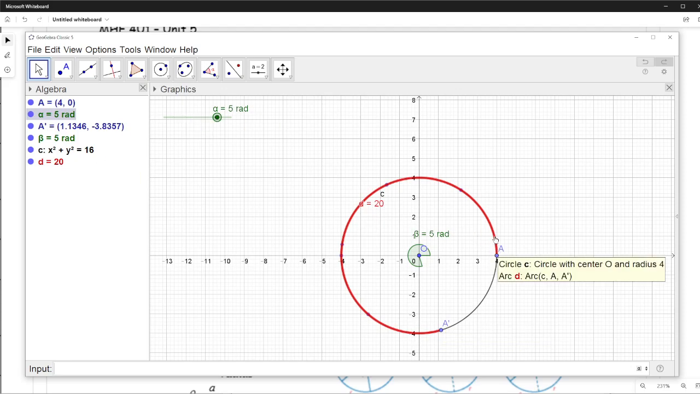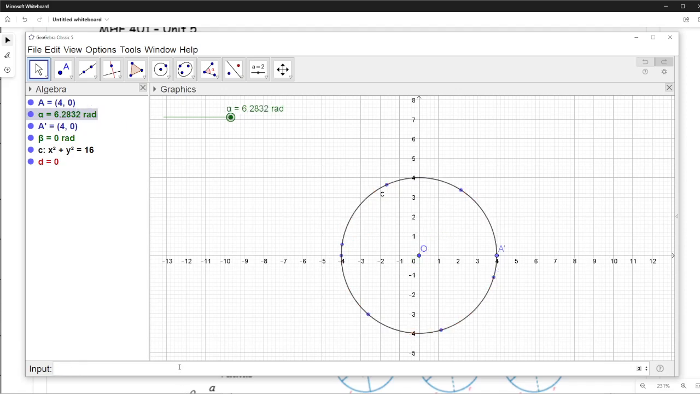and I've now traveled a distance of 20 around the circle, right? So 4 plus 4 plus 4 plus 4 plus 4. If I make alpha 6 rad, it's almost all the way around. And if I make alpha 2 pi, then I do go exactly all the way around. Now you can see it measures the distance as 0 because it's gone all the way around the circle and is now on top of itself.